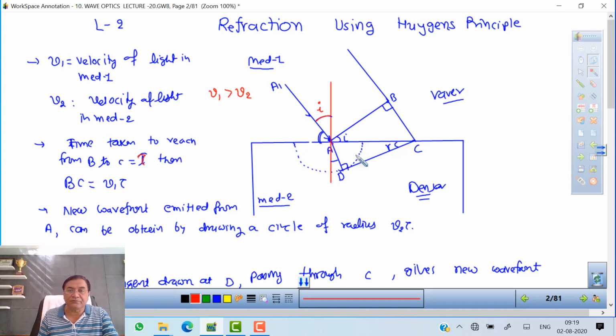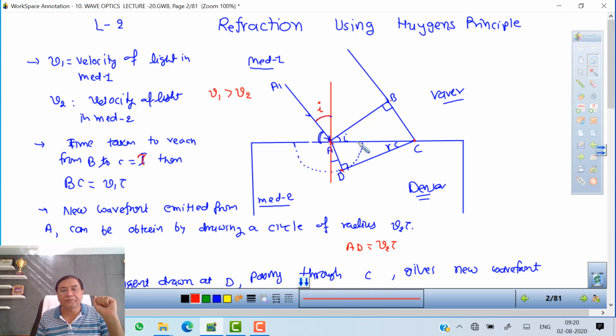The emitted wavefront is dotted. So AD must be equal to V2 into tau. Understood till here? The wave emitted from A reached D, and the one from B reached C. Both reach at the same time, tau. If AB is in the same phase, then D and C must be in the same phase. So I join these points, and DC is my new wavefront.